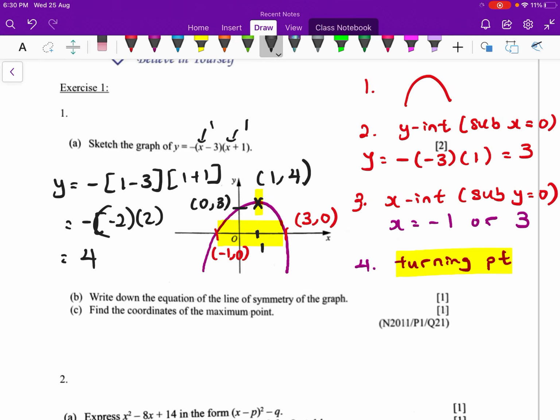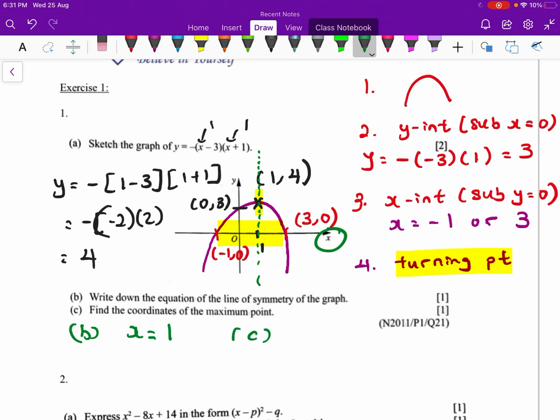So now we move on to part B. Write down the equation of the line of symmetry of the graph. The line of symmetry means that it's something like a mirror image. I can cut the graph into exactly half. So this is always at your turning point. Because if I draw a dotted line right here, this is symmetric. And this equation is a vertical line. Whenever you have a vertical line, it always passes through the x-axis, right? So you must start with x. So x is equal to positive 1, because the dotted line passes through x equal to 1.